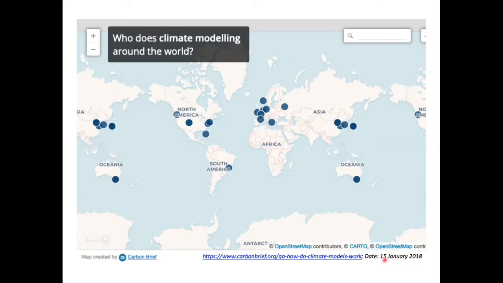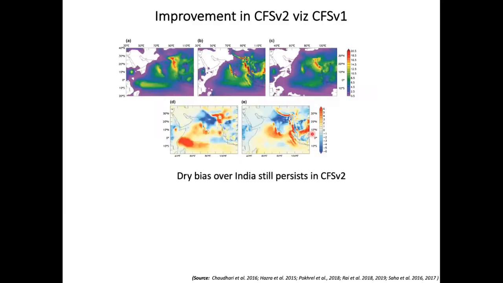January 2018. And they say who does climate modeling around the world, and for India they have nothing. So the general perception is probably that there is no climate modeling being done in India. But yeah, there is a perception, but things will change because for the first time we have participated in CMIP 6. So definitely perceptions will change, and we will have a blue dot here very soon.